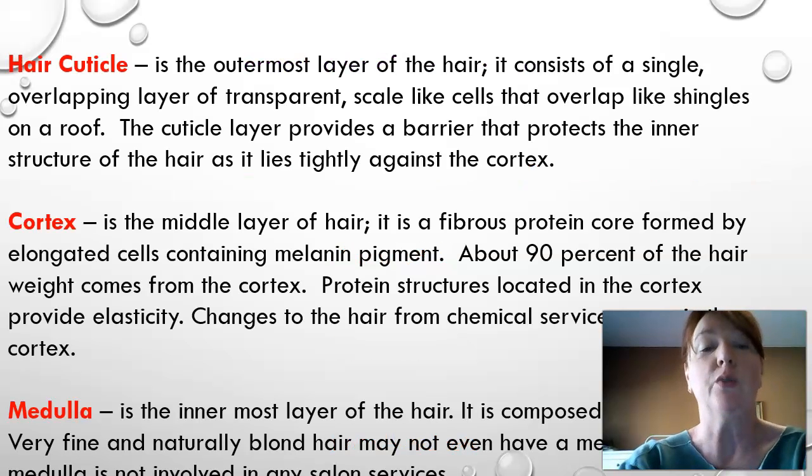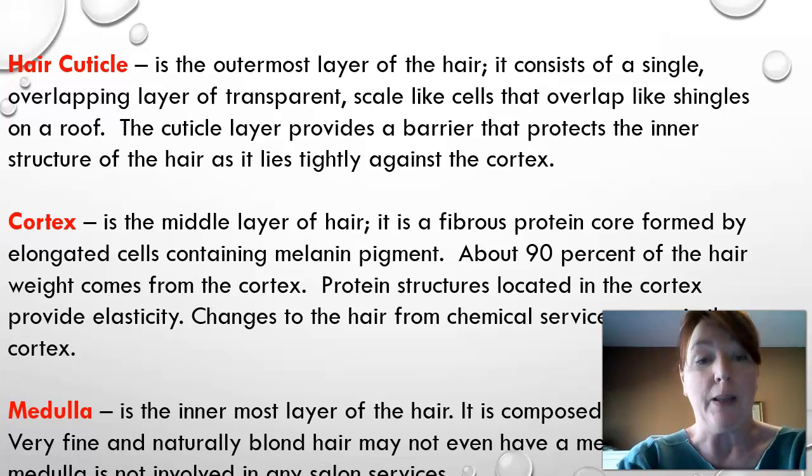The hair cuticle, which is the outermost layer of the hair, consists of a single overlapping layer of transparent scale-like cells that overlap like shingles on a roof. The cuticle layer provides a barrier that protects the inner structure of the hair as it lies against the cortex.